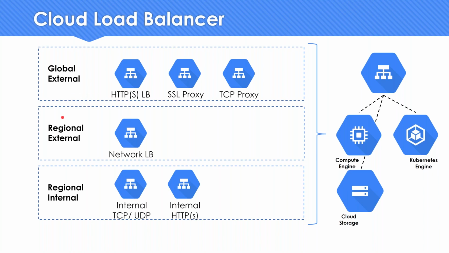The second type of load balancer is called regional and external, meaning these are not going to have a global presence. The anycast IP concept will not be applied here. So these have a regional presence. All these things at the end are going to create an IP address, right? When you have a global load balancer, the external IP address is going to have a global presence. When you create a network load balancer, this is a regional external load balancer.